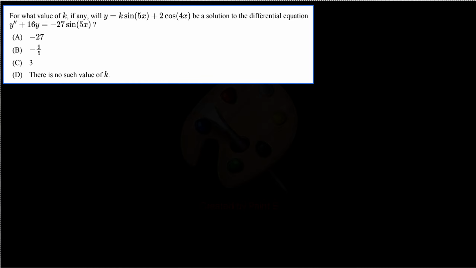Okay, so here we have this problem where it's basically asking us what would be the value of k, if any, that will make this a solution to this differential equation. So you have this differential equation, and you want to determine under what circumstances, if any, there will be a k value that makes this a solution. All you need to do here is make sure that you take the derivative correctly, because what I need is the second derivative of this function.